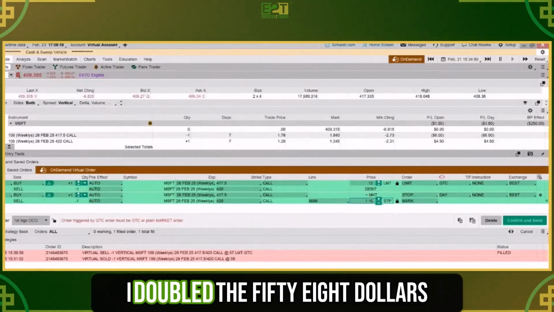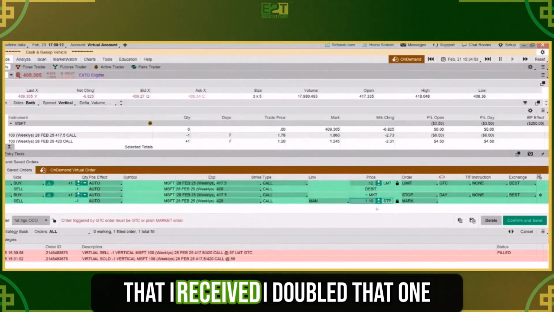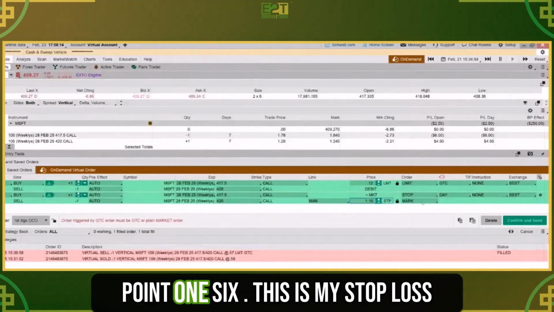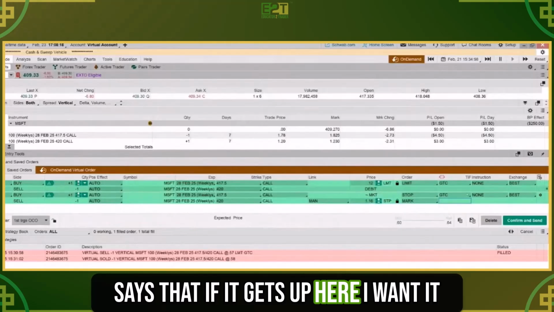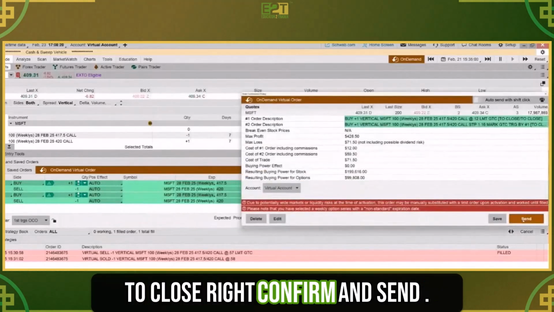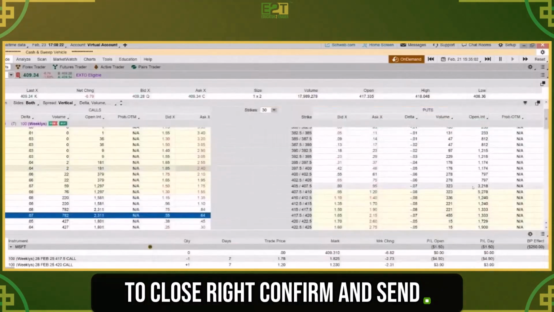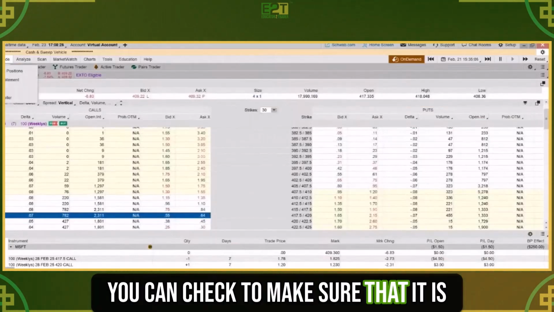It says that if this gets to 1.16, as we picked on our numbers, I doubled the $58 that I received. I doubled that, 1.16. This is my stop loss. It says that if it gets up here, I want it to close, right? Confirm and send.